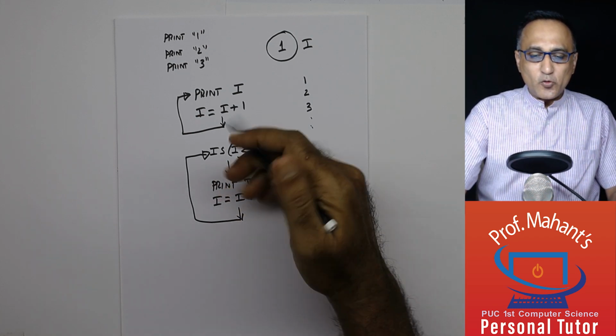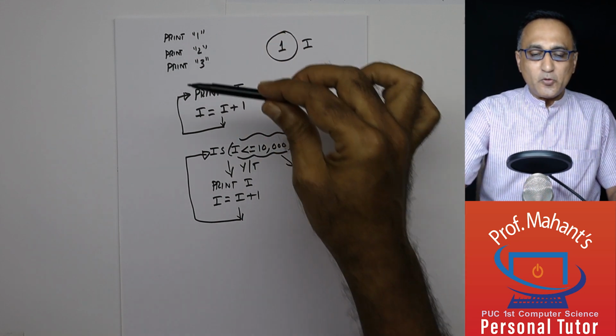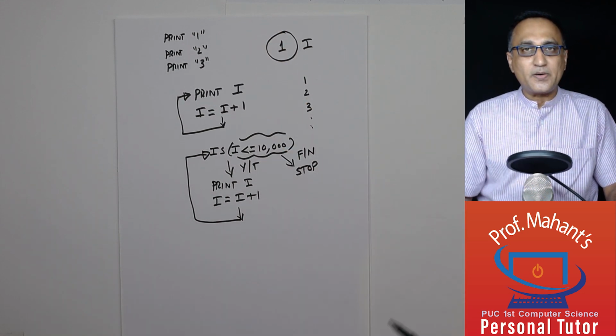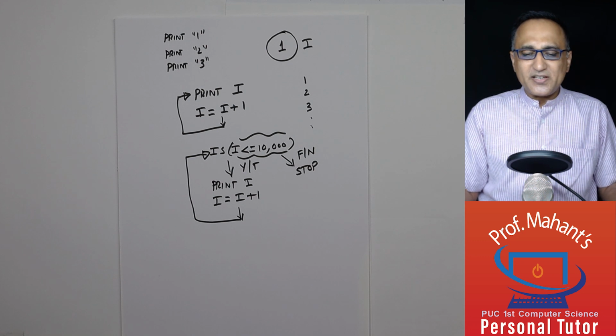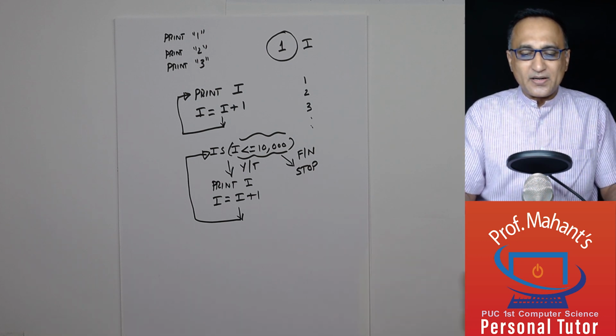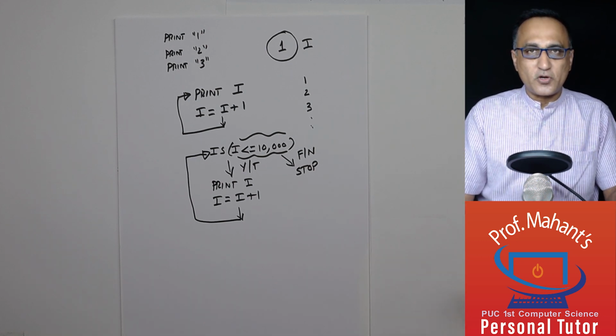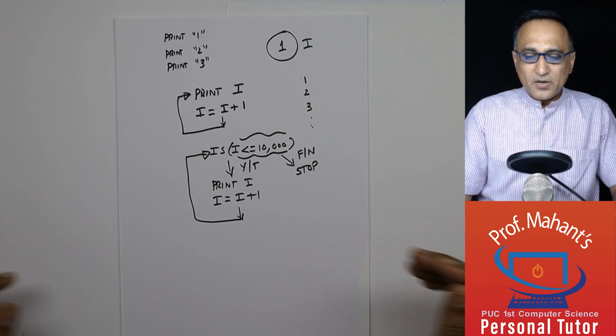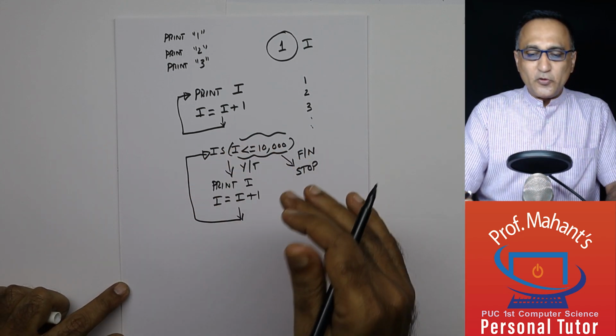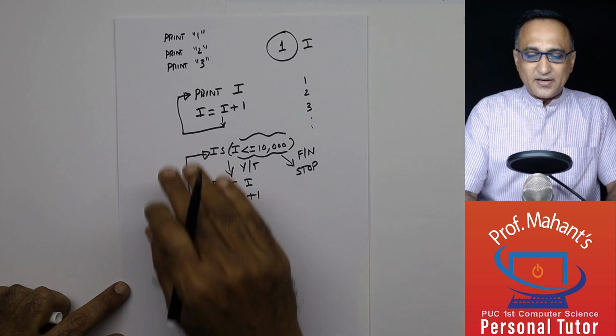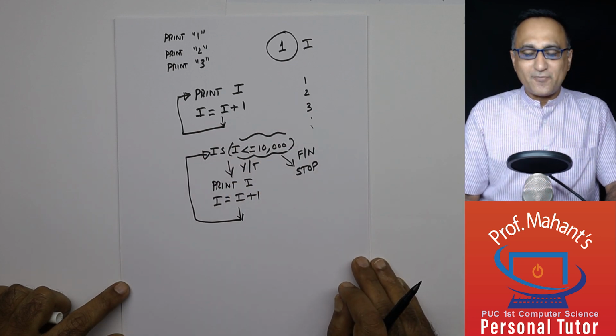Without a loop, I had to keep writing print 1, print 2, print 3, print 4, print 10,000. Obviously, it's not a joke to keep writing print 1 till 10,000. Sooner or later, you are going to get frustrated and bored. But by having this process of a loop or an iteration, it's going to do it very easily for us.